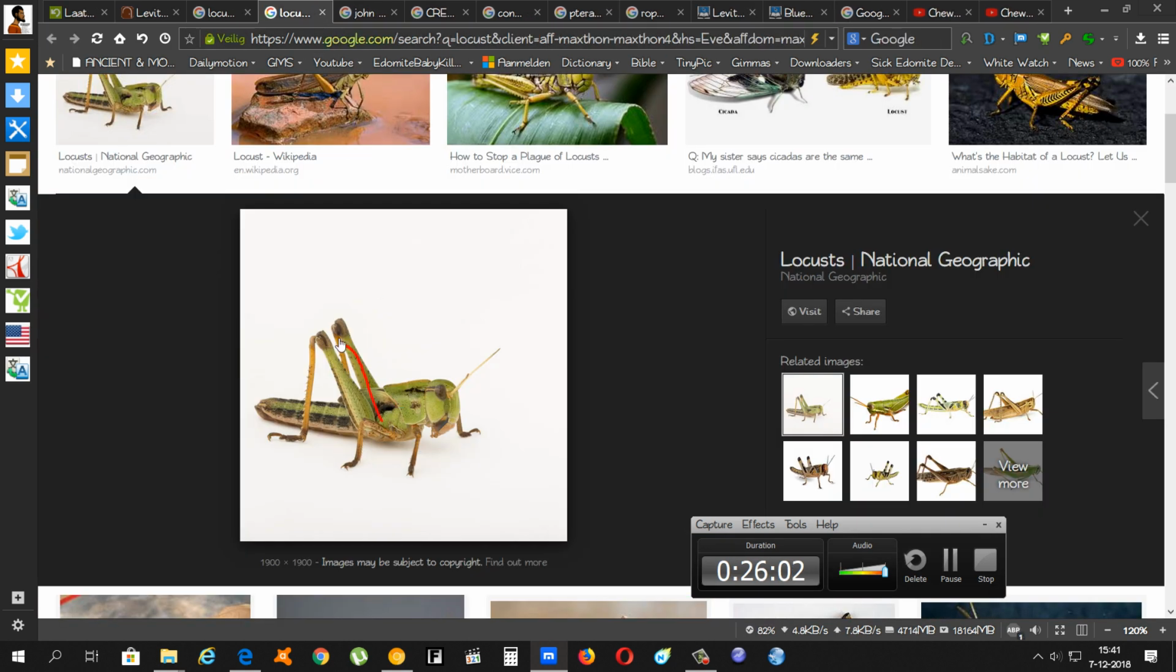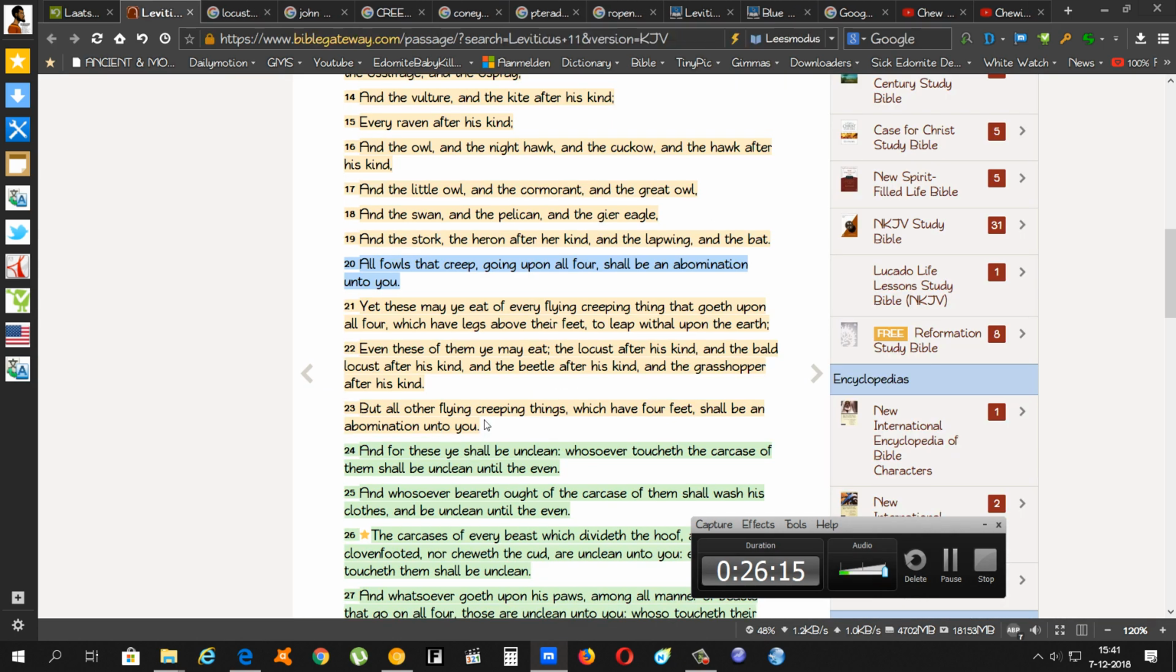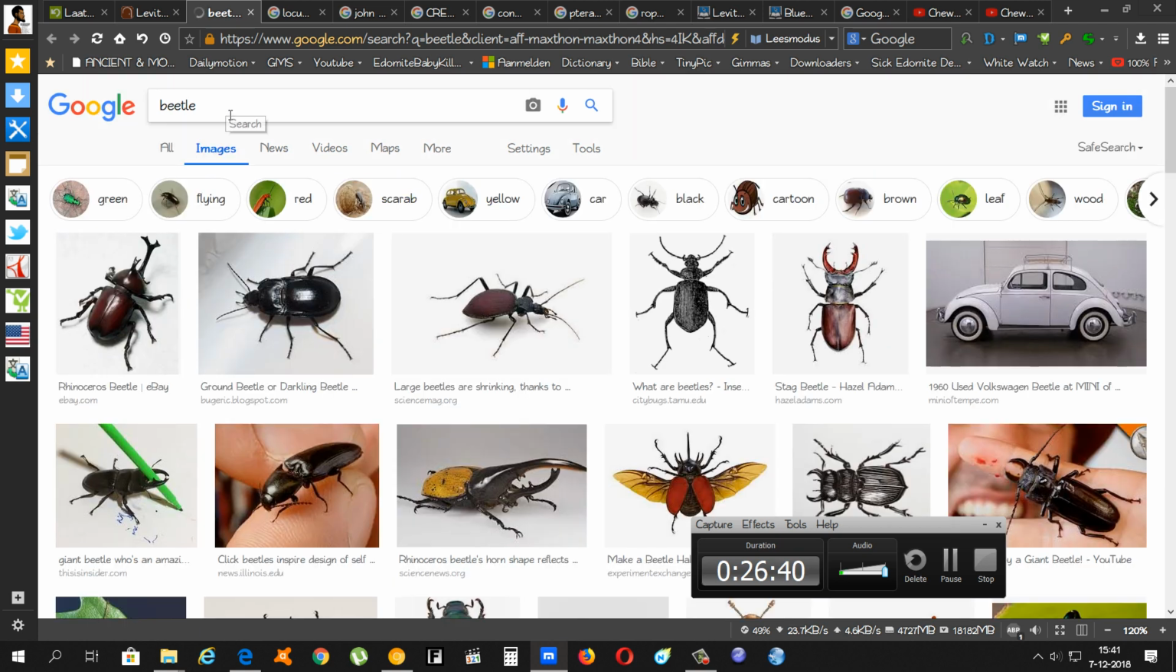Right. So these are the creeping things that flyeth. They can kind of fly because they have wings, by the way. They have wings. And they leap. Because it says right here, the ones that leap. Now, where does it say it again? Yeah. To leap withal upon the earth. Right. And these of them ye may eat. The locust after his kind, and the bald locust after his kind, and the beetle after his kind. You can eat beetles, by the way. They're clean. They're lawful and clean unto us.